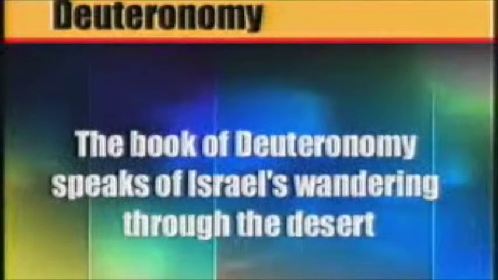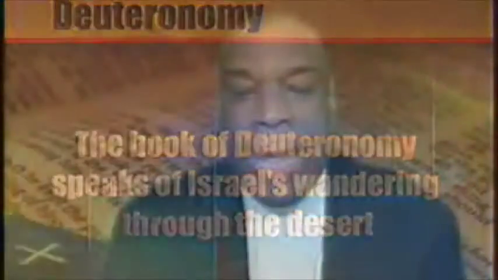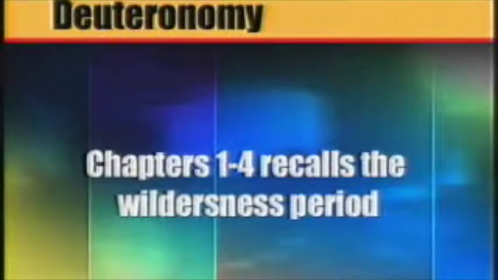That takes us to the book of Deuteronomy, which is set at the end of Israel's wandering through the wilderness. As the Israelites encamp on the east side of the Jordan, chapters 1 through 4 recall the wilderness period. Moses remembers how the generation that came out of Egypt died in the wilderness because of their disobedience, but how God faithfully brought this new generation to the edge of the Canaan land, or promised land.